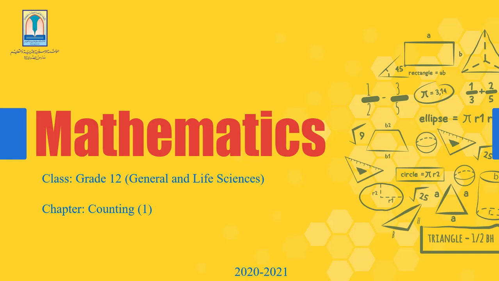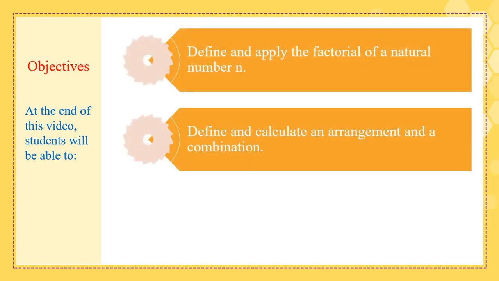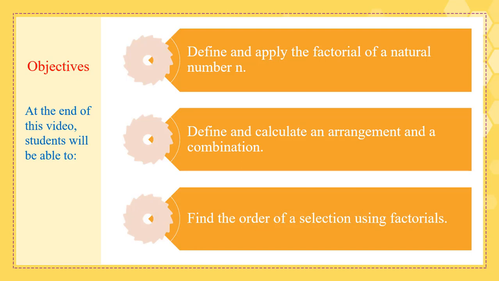Today we will begin a new unit, which is the unit of probability, and the first chapter in this unit is counting. The first point we're going to talk about is the factorial.